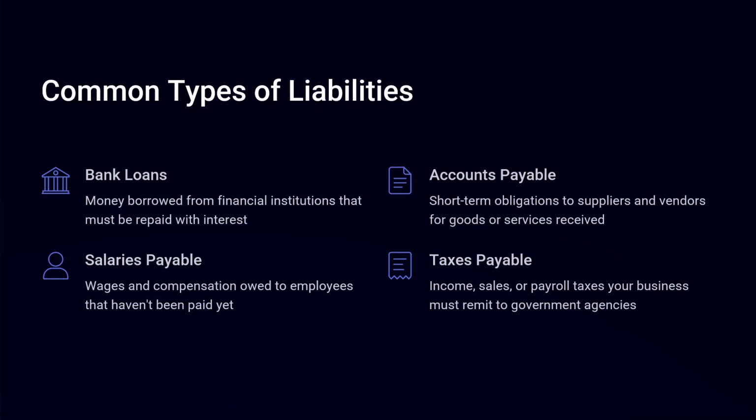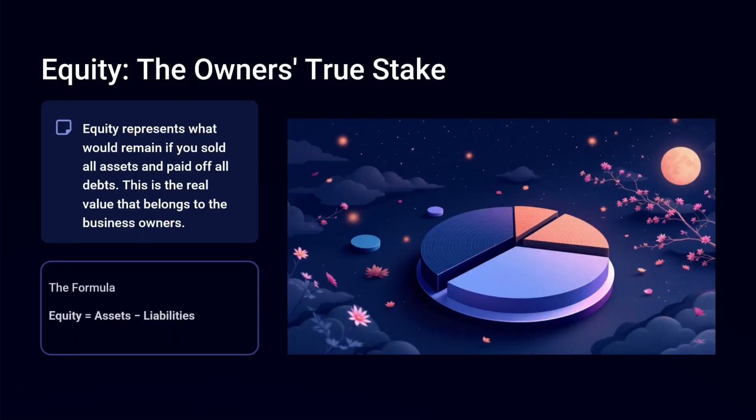Salaries payable, wages and compensation owed to employees that haven't been paid yet. Taxes payable, income, sales, or payroll taxes your business must remit to government agencies. Equity, the owner's true stake. Equity represents what would remain if you sold all assets and paid off all debts. This is the real value that belongs to the business owners. The formula says equity equals assets minus liabilities, always.